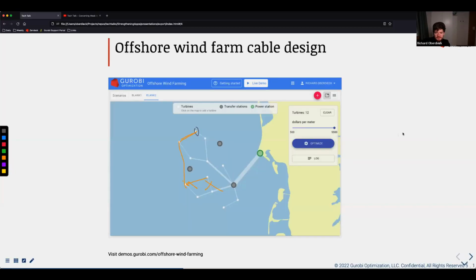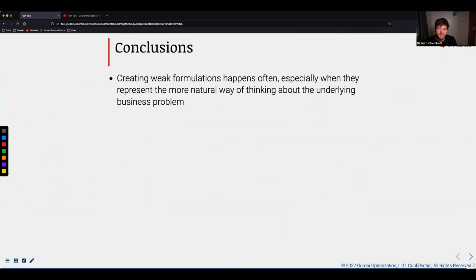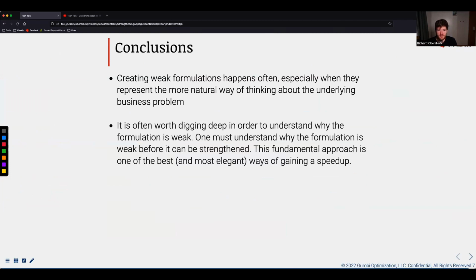Thank you very much. Okay, final slide from us. So what we learned today. The first thing is really creating reformulations is easy, and it happens often. And especially it happens when it's the most natural way to think about the problem. Then you just write them like this, and that's okay. That's fine. That happens. This is not a bad thing, you know?